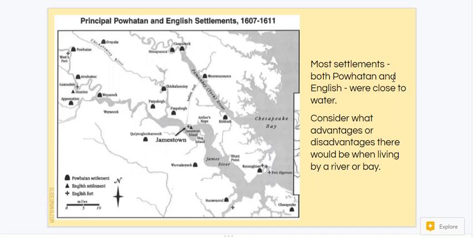Most settlements, both Powhatan and English, were close to the water. Consider what advantages or disadvantages there would be when living by a river or a bay. So advantages means what would be something good about living near the water. Disadvantage, what would be something bad?